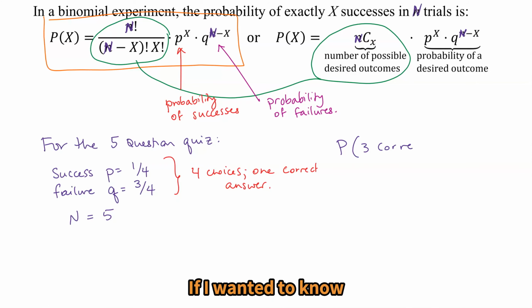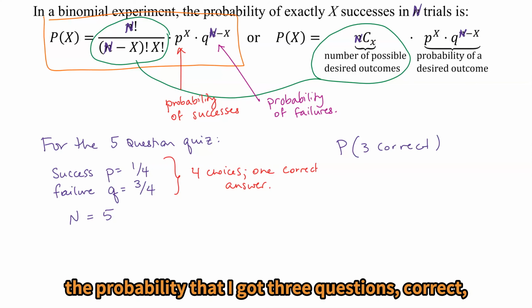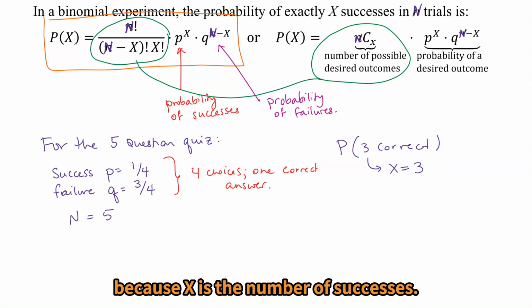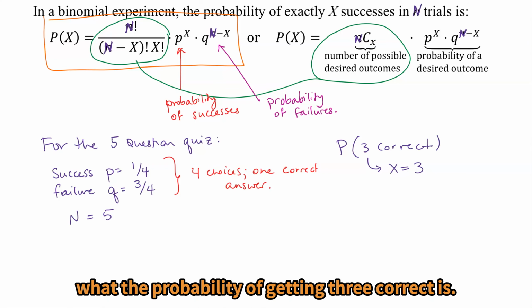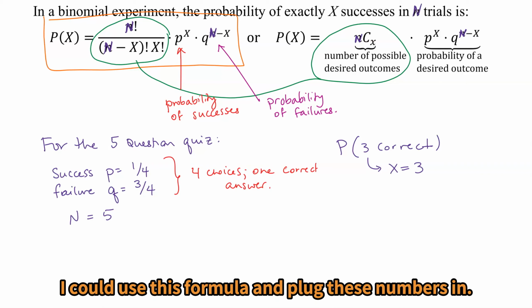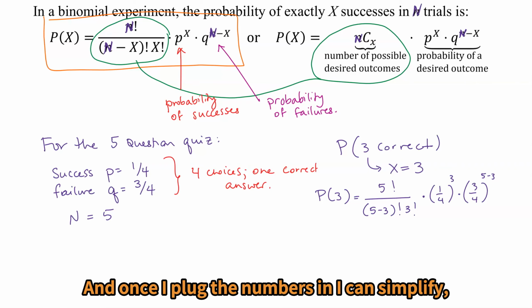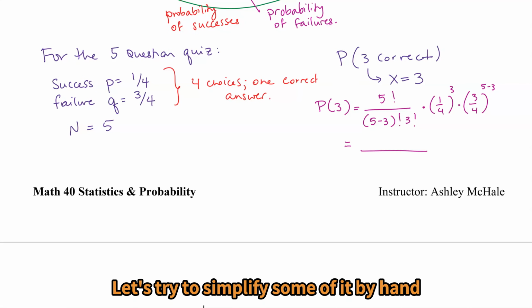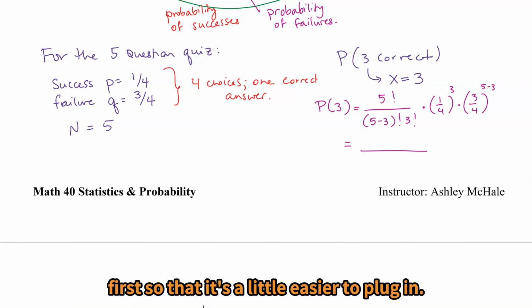If I wanted to know the probability that I got 3 questions correct, this means that x would equal 3 because x is the number of successes. I want to know what the probability of getting 3 correct is. I could use this formula and plug these numbers in. And once I plug the numbers in, I can simplify, use my calculator, and get an answer. Let's try to simplify some of it by hand first so that it makes it a little easier to plug in.